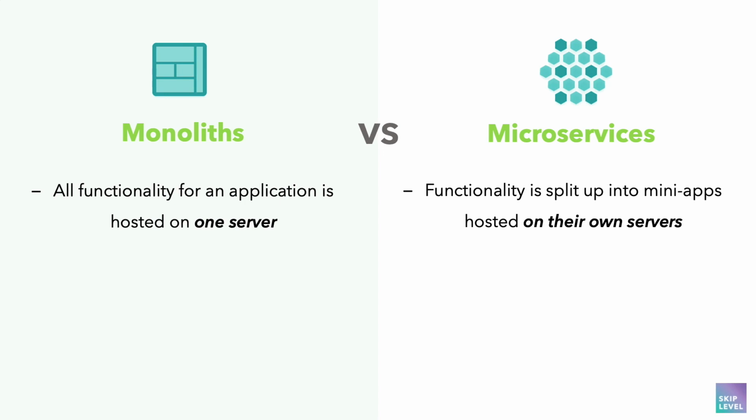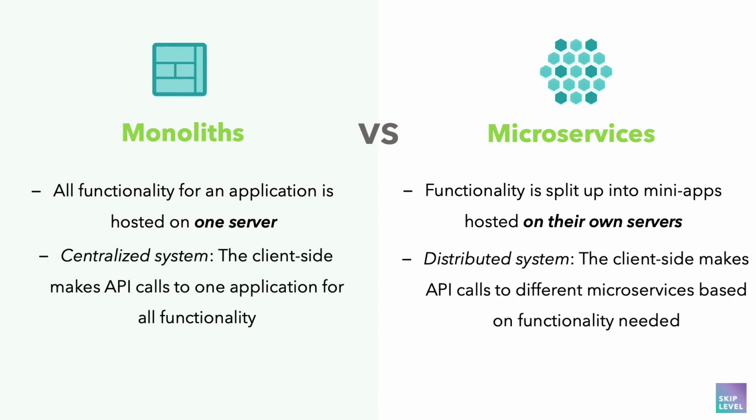This is the opposite of a microservices architecture. In a microservices architecture, we take a product and split it up into many applications that are each hosted on their own servers. A monolith is an example of a centralized system. Since all functionality lives on one server, all client-side API calls hit the same application. This is the opposite of a microservices architecture, which is an example of a distributed system. APIs are hosted on different servers, so different API calls will live on different microservices.